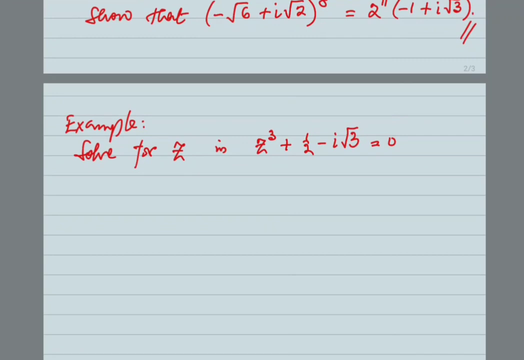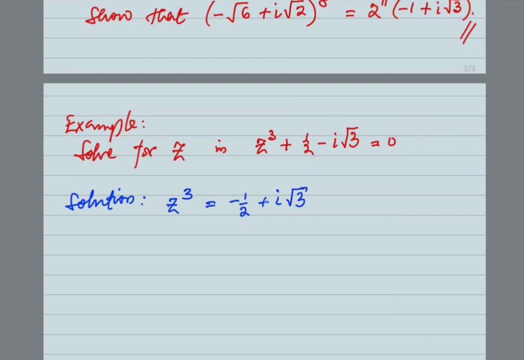You believe with me that this one is a polynomial of order 3 in z. So by the law of algebra, you have 3 solutions from here. So z must have 3 solutions because this is a polynomial of order 3. So how do we now go about it? Let's try to rearrange this. You have z raised to power 3 equals minus half plus i root 3.